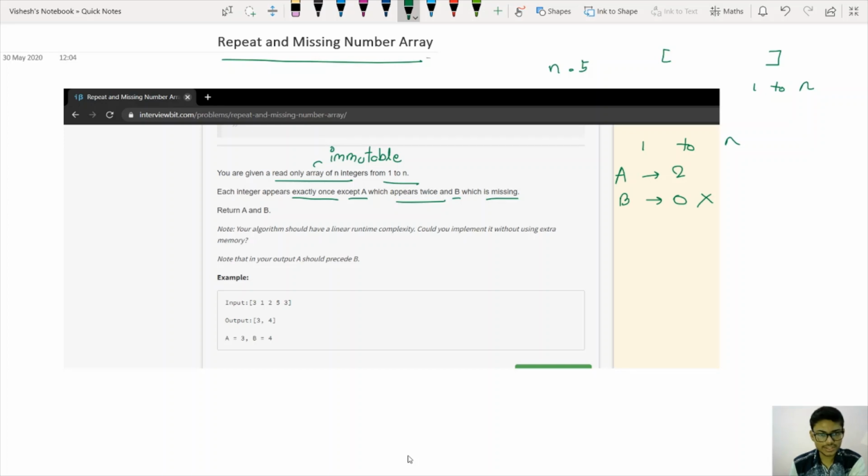So let's say in this given example, for n equal to 5, the elements present in this given array are 1, 2, 3, 3 and 5. So it means that in this array 4 is the missing element and this 3 is repeating. So this is the repeating element. So we have to return an array of these two elements which contains the duplicate or repeating element and this missing element.